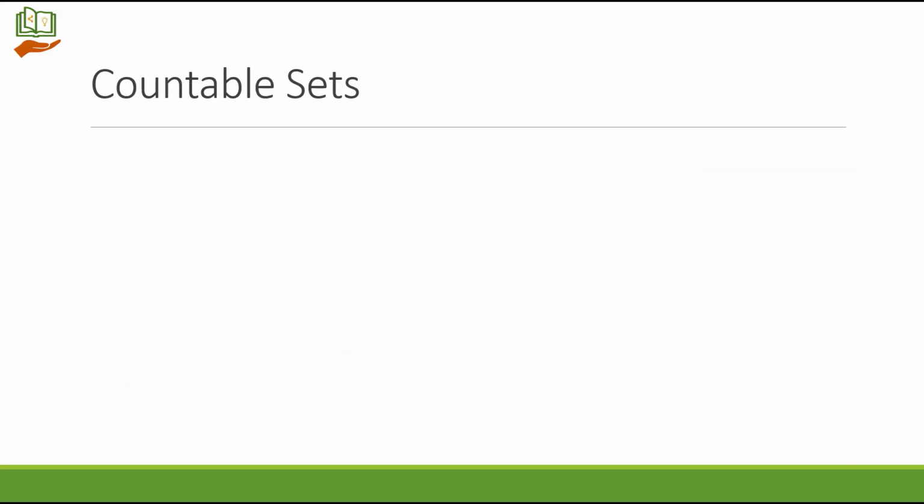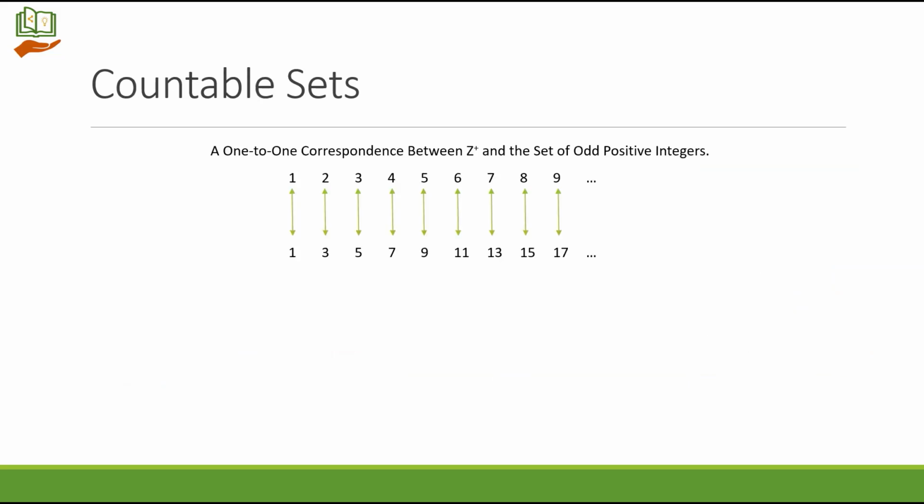Now we'll get on to the countable sets concept. A one-to-one correspondence between Z plus and the set of odd positive integers. So this is positive integers and this is odd positive integers. Z plus will have 1, 2, 3, 4, 5, 6, 7, 8, 9, and it goes on. The set of odd positive integers has 1, 3, 5. Only the odd numbers are taken.